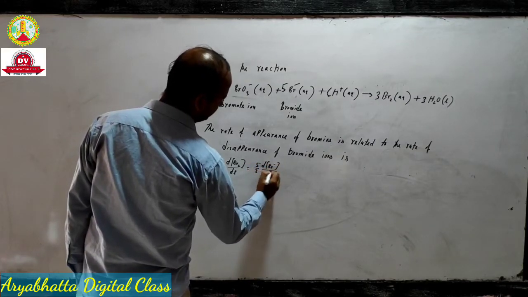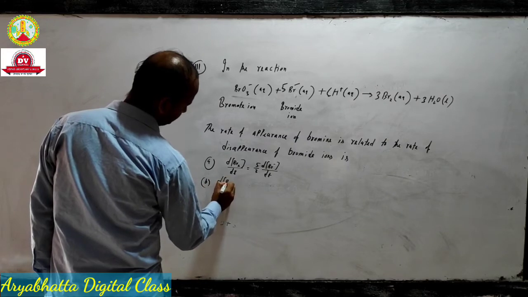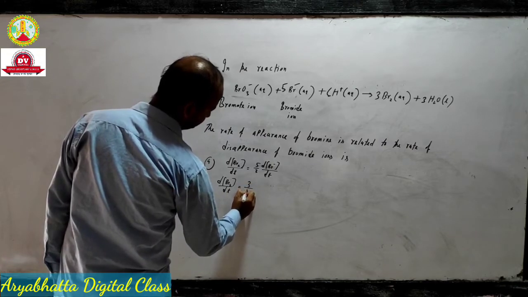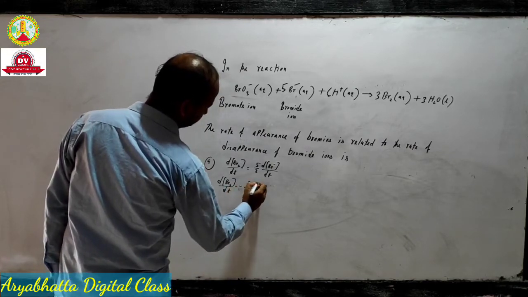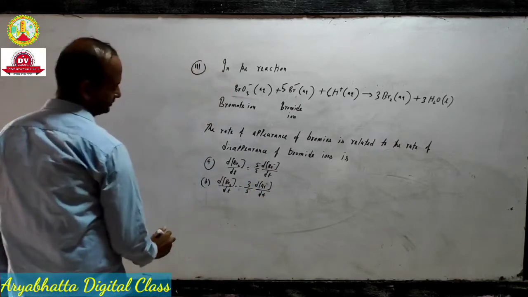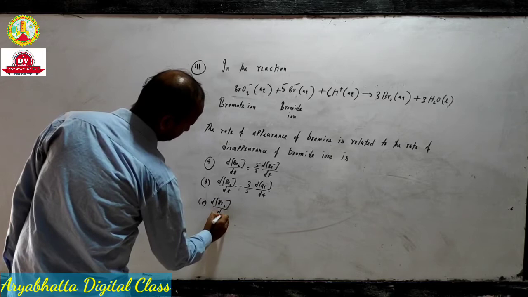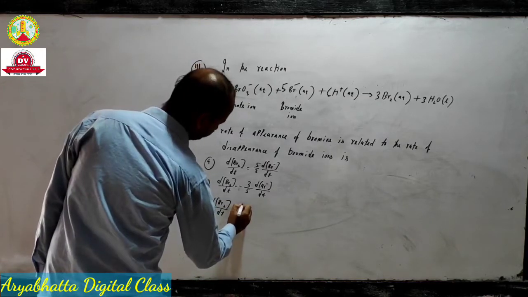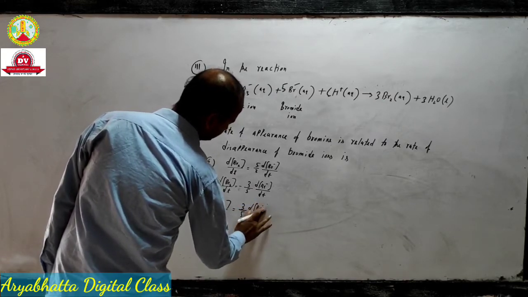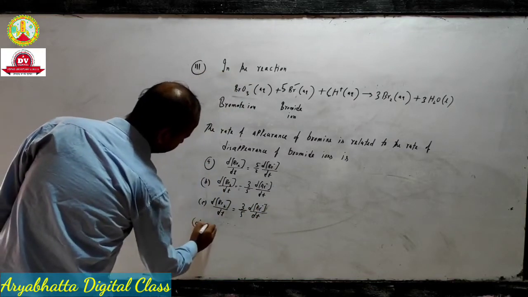Now let's see the options very carefully. Option को देख लेना पहले. हाँ, this is number 1 option. This is the second option. This is the third option. The fourth option.